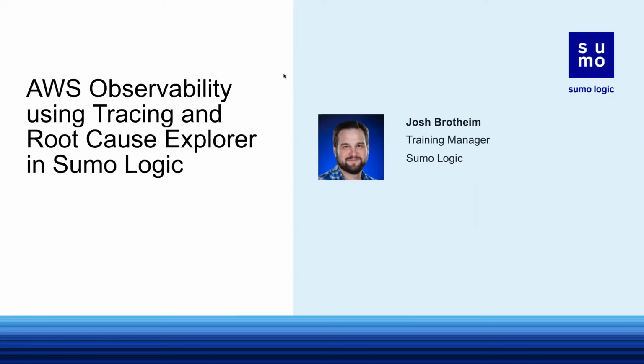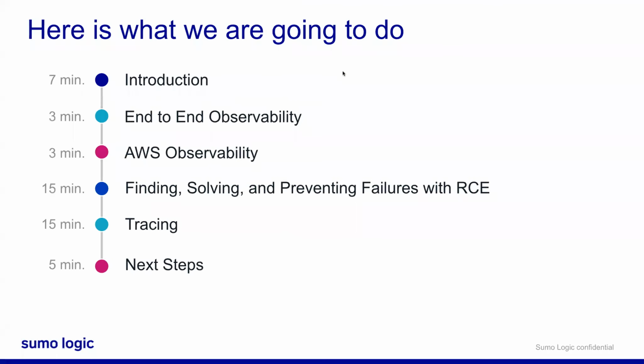All right, so let's dive in here. As far as an introduction, we're going to talk about end-to-end observability and what we mean by that. I'm going to talk specifically about AWS observability and how Sumo Logic fits in there. And then we're going to look at finding, solving, and preventing failures with RCE, Root Cause Explorer. And then we're going to look at tracing as well. With Root Cause Explorer, we'll have an exercise. Tracing, we'll have an exercise. And then talk about next steps. And that will conclude today's session.